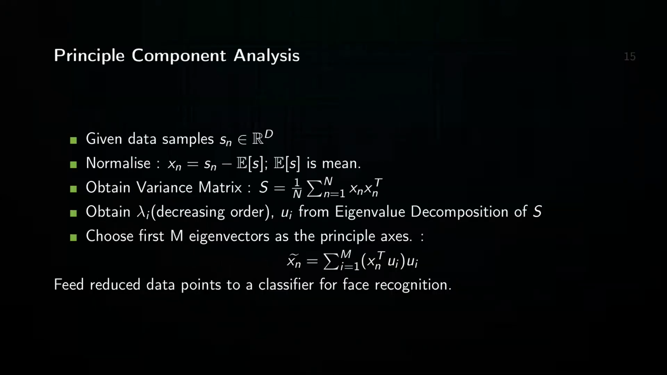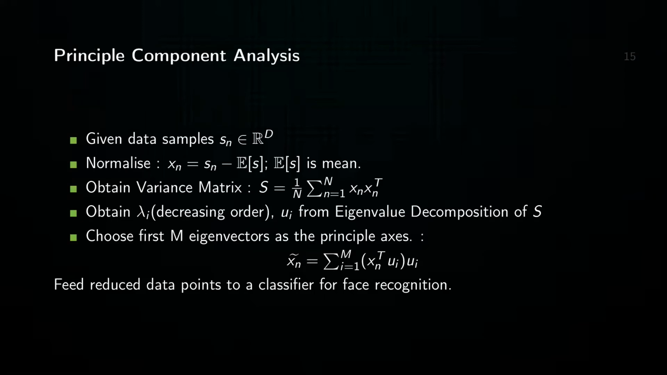Given data samples S of n belonging to d dimensions, we normalize to find x of n, which are mean normalized from S of n, and then obtain the variance matrix S from these data points. Then, with eigenvalue decomposition, we obtain the eigenvalues in decreasing order and choose the corresponding eigenvectors as the principal basis for our reduced dimension representation of x of n, and take this as the projection of the original data points over these bases. Now, once these reduced dimension points have been determined, we feed these into a classifier for face recognition.